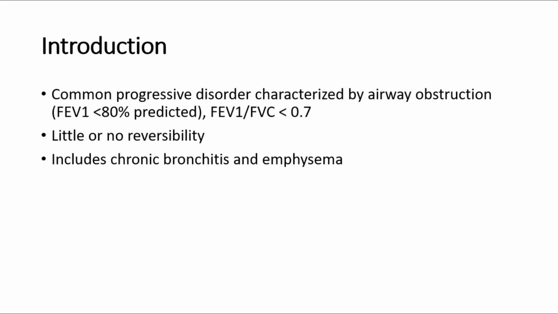Chronic bronchitis is defined clinically as coughing and sputum production on most of the days for 3 months of 2 successive years. Whereas emphysema is defined histologically as enlarged air spaces distal to terminal bronchioles with destruction of the alveolar walls.